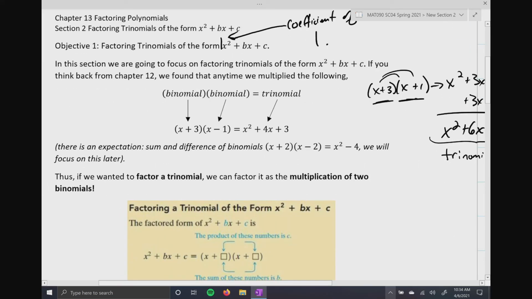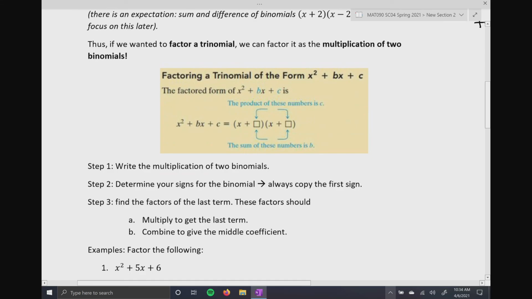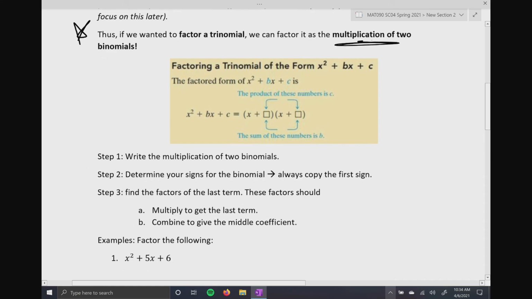All right. So here's what we're looking at. Thus, if we wanted to factor a trinomial, it's going to be the multiplication of two binomials. We've got steps. Step 1, write the multiplication of two binomials. Step 2, determine your signs. I'll show you how to do that. And then step 3, you're going to find factors that do these two things: multiply to get the last term, combine to get the middle coefficient. All right? So let me show you what I mean.